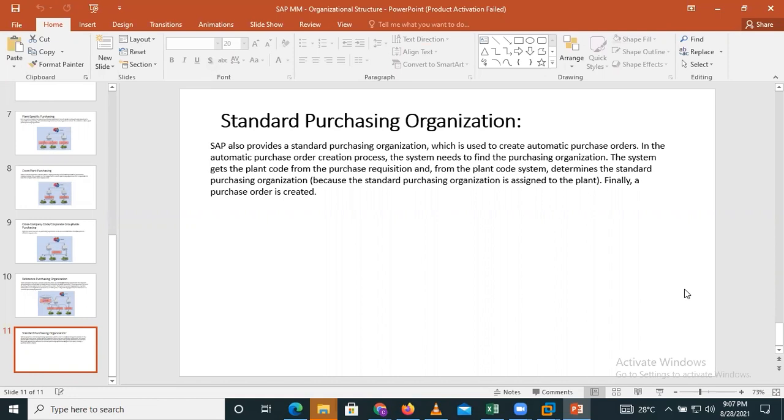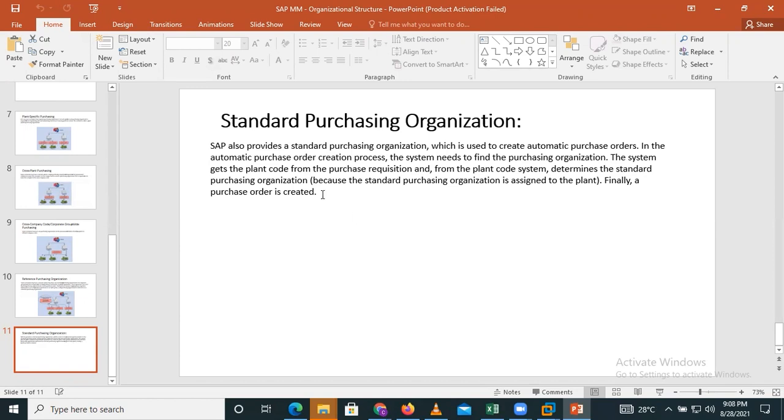So we are defining a standard purchasing organization. For this plant, this is the standard purchasing organization. For that plant, this is the standard purchasing organization. Whenever we create any purchase order in the background, the system will consider that purchasing organization for the purchase order creation. In the automatic purchase order creation process, the system needs to find the purchasing organization. The system gets the plant code from the purchase requisition, and from the plant code the system determines the standard purchasing organization. As I mentioned, the same thing.